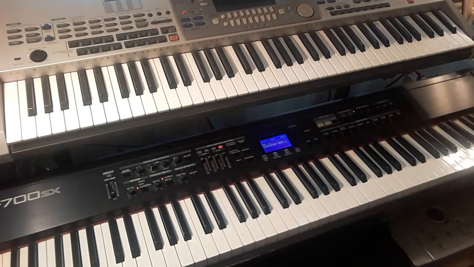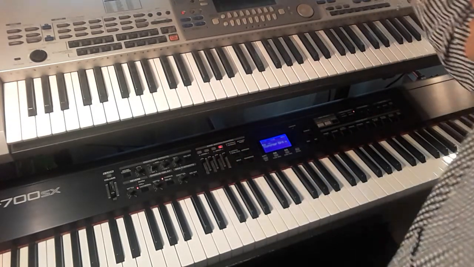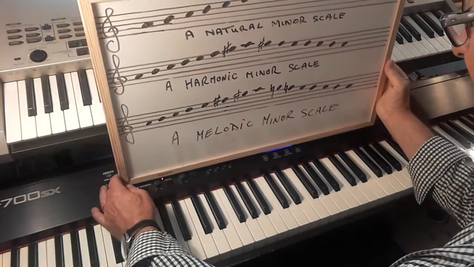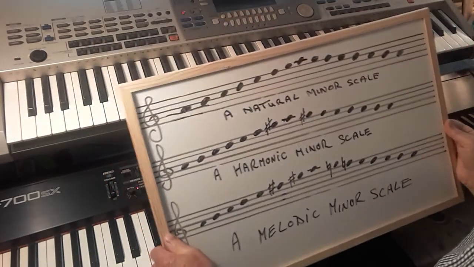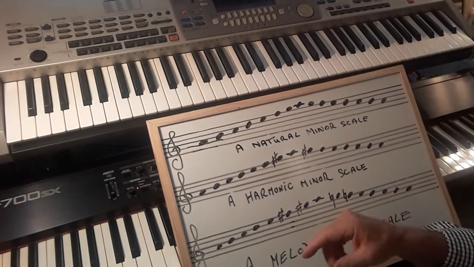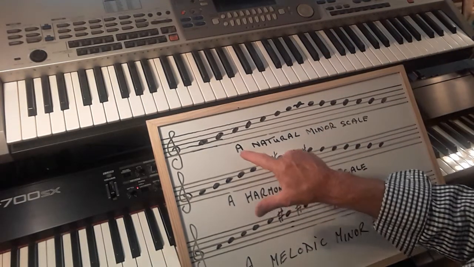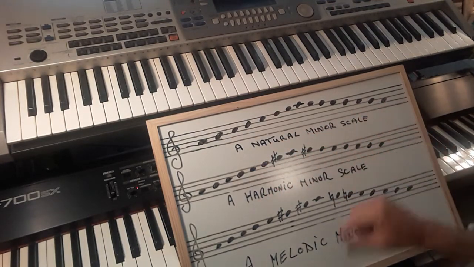Okay, E minor. Let's get back to this board, and I've written this out to save a bit of time. I don't know if you can see it all up there. Let's have a look at this one here, the top one for a start. I was going to plug this one in, but I forgot. The top one here is the A natural minor scale.